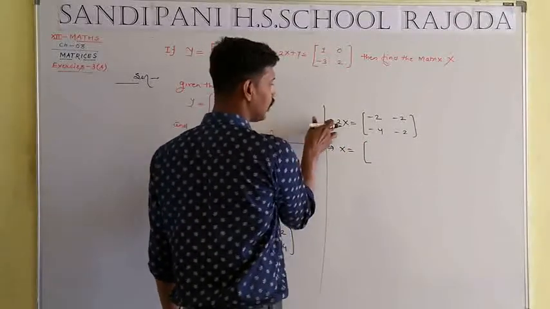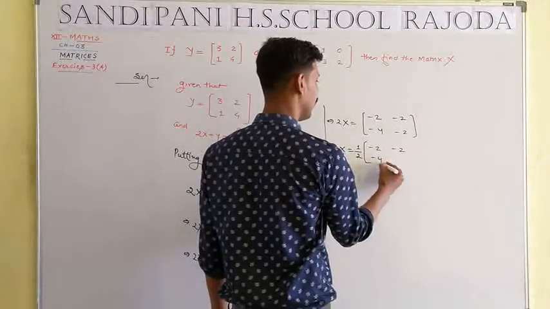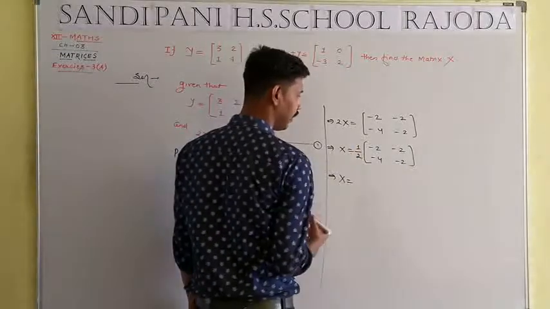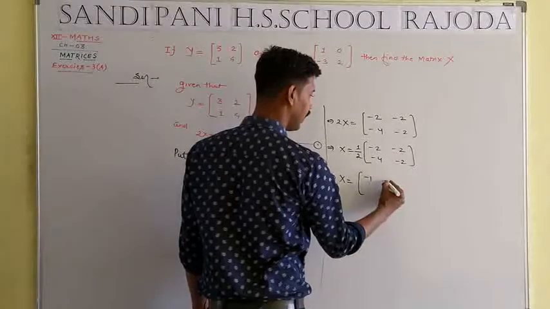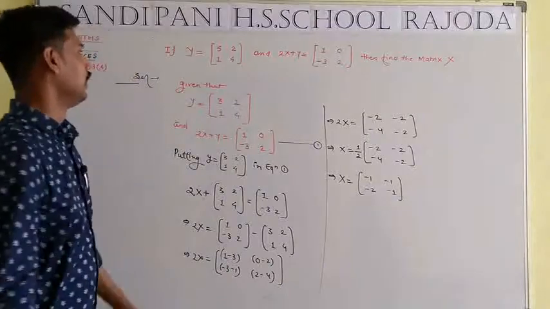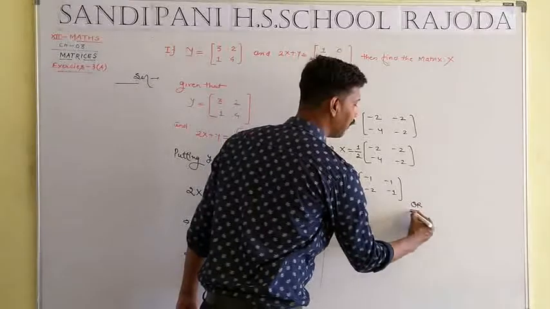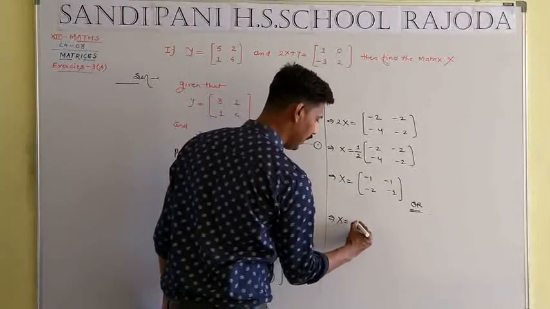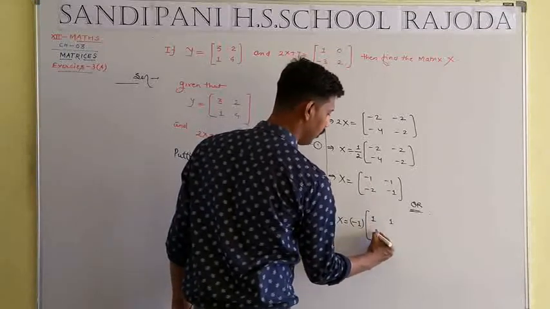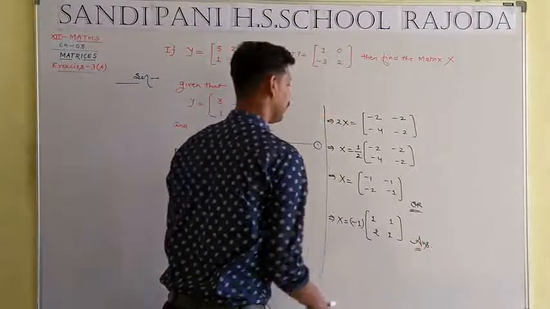So x will be equal to, 2 is a coefficient of x, so convert it into the denominator. That means each element is divided by 2: equal to minus 1, minus 1, minus 2 and minus 1. That is the value of x, or it may be represented like this: x will be equal to minus of 1, 1, 2 and 1. That means we take the common negative sign.